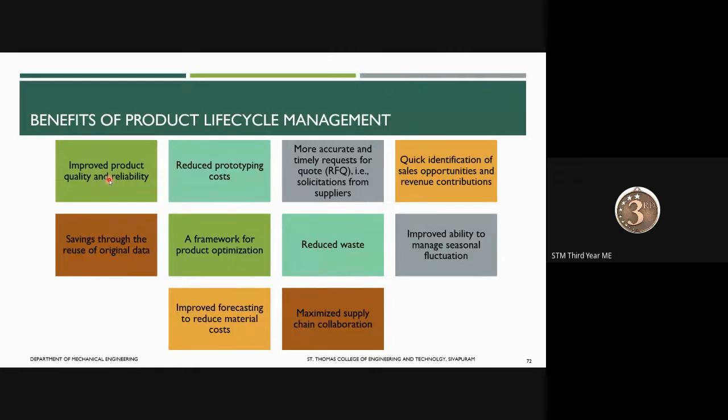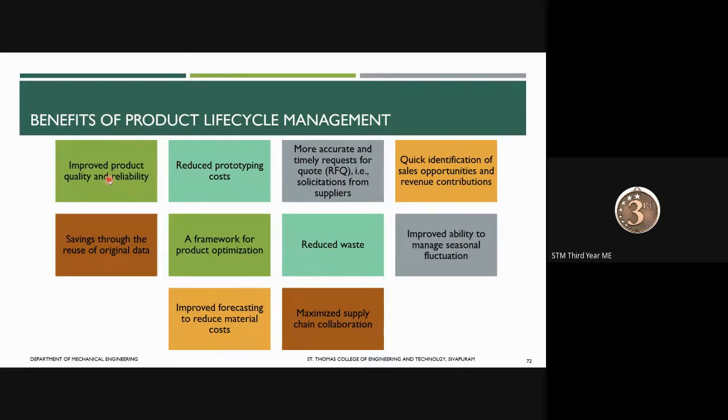If they buy it and it fails within a short period of time, then obviously they don't require that product. They will prefer another product or the competitor's product. So for that purpose, product life cycle management is helpful, because it will always improve product quality and reliability.